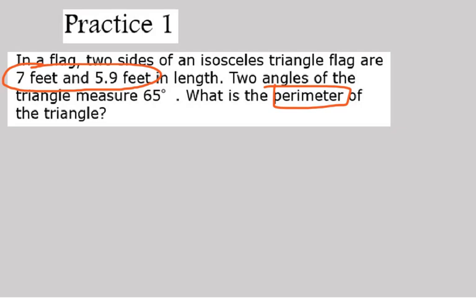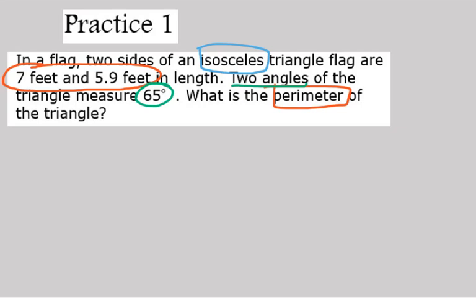And we're also told, very importantly, that this is an isosceles triangle. That means two of our side lengths are going to be the same. So we may have two 7 feet lengths, or we may have two 5 9/10 feet lengths, and we're going to have to determine that. And what we're going to use to determine that is this idea that two angles of the triangle measure 65 degrees.